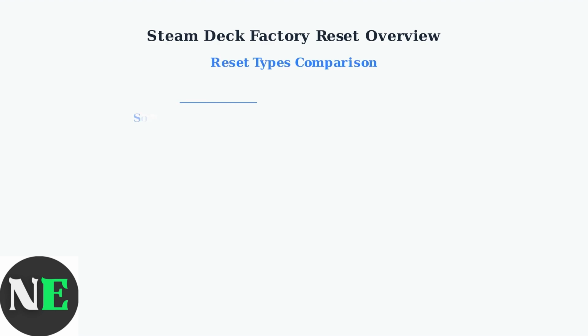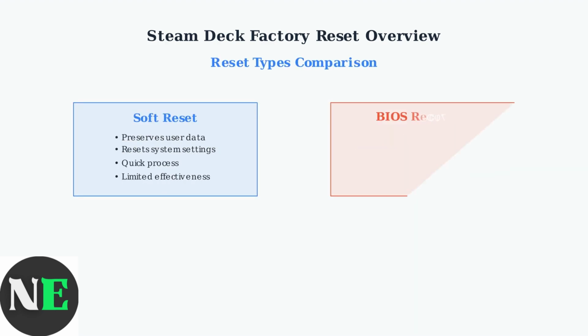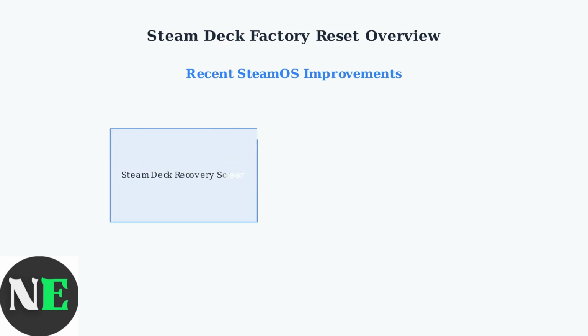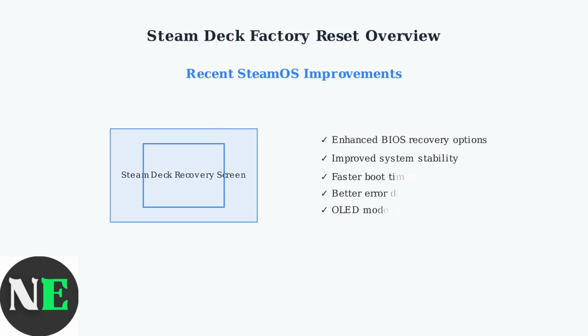There are different types of resets available. A soft reset preserves your user data while only resetting system settings. In contrast, BIOS recovery mode provides a more robust solution through the UEFI interface, allowing for complete system restoration when standard methods fail. Recent SteamOS updates have significantly improved the recovery process.